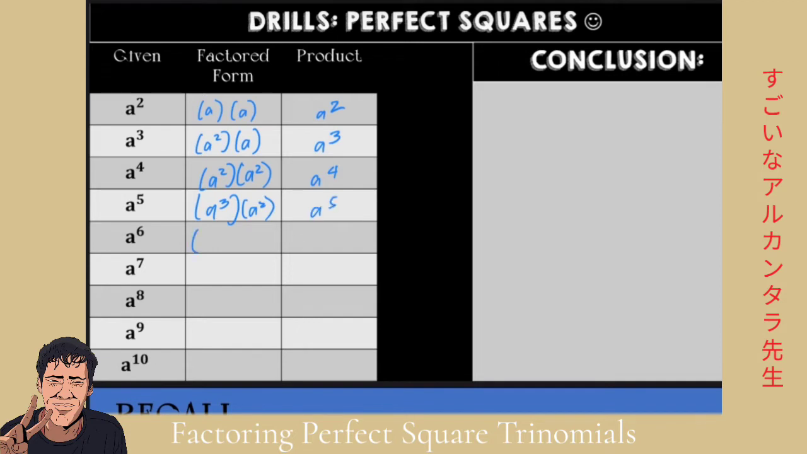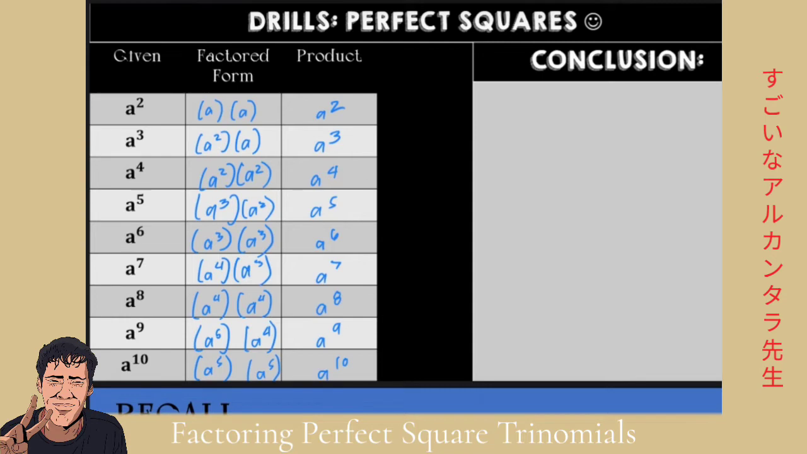A raised to 6 can be a raised to 3 times a raised to 3. That's a raised to 6. A raised to 7 can be a raised to 4 times a raised to 3. That's a raised to 7. A raised to 8 is a raised to 4 times a raised to 4. That will give you a raised to 8 still. A raised to 9 is a raised to 5 times a raised to 4. That's possible, so a raised to 9. And next you have a raised to 5 times a raised to 5. That will give you a raised to 10.